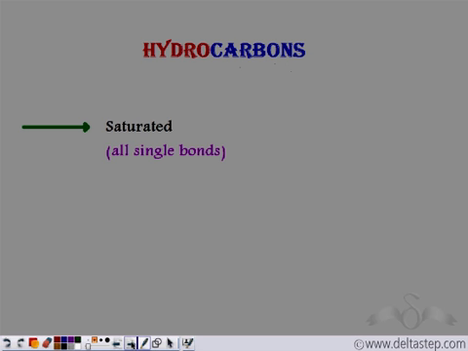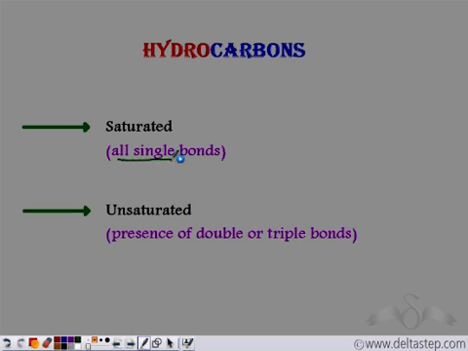Hydrocarbons are classified as saturated hydrocarbons, that is, the compounds containing all single bonds, and the unsaturated hydrocarbons, the compounds which have a presence of a double or a triple bond. So hydrocarbons are classified as saturated, that is the compounds that contain only single bonds, and unsaturated compounds which have a presence of either a double bond or a triple bond.